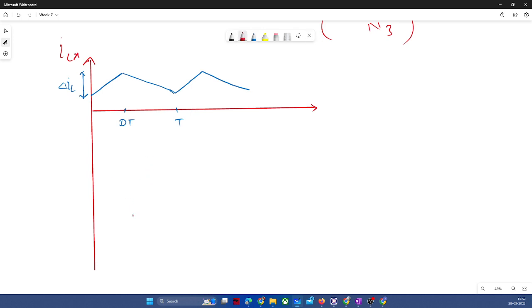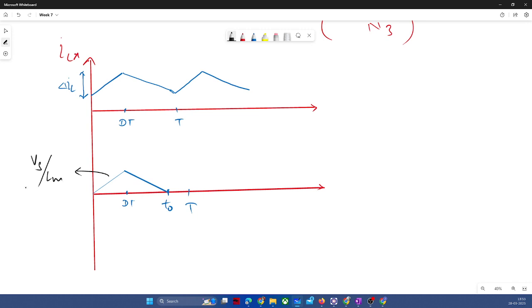Now, the main thing about ILM, how will it vary? In a steady state, it should always start from 0 and it should die down before the starting of the next cycle. Somewhere here. So this is the dt and this is some instant value t naught and this is your t. It will rise with the slope of Vs by Lm, and it will die down with the slope of Vs minus V naught.